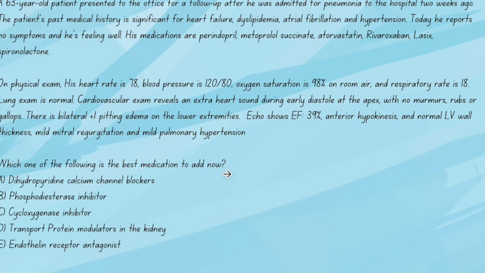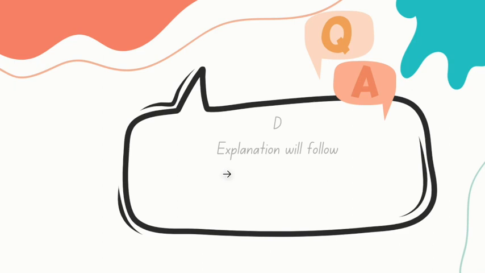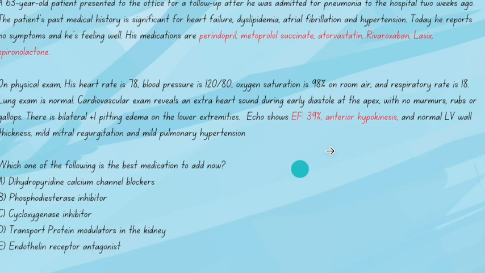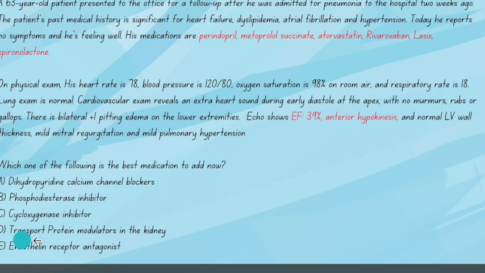D. Okay. So, again, the explanation will follow. Let's look at the question. Important things here: again, we have a patient who has heart failure with reduced ejection fraction. But now the patient is on perindopril, metoprolol, atorvastatin, rivaroxaban, Lasix, spironolactone. And based on the choices that we have here, the answer will be transport protein modulator in the kidney. We're going to talk about it in detail in the next slide.